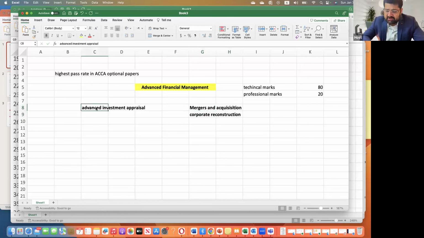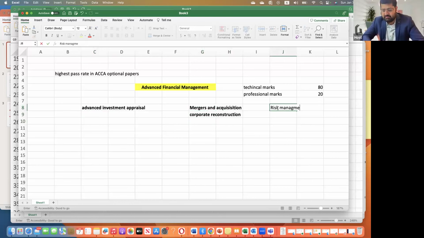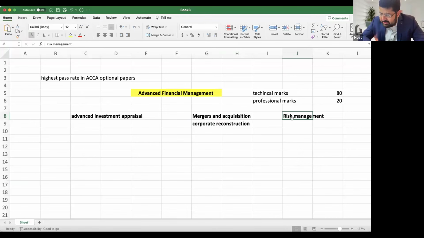Corporate reconstruction as well. And the third is risk management. So in this way, we can divide the whole syllabus into three parts. We divide the whole subject into three parts.